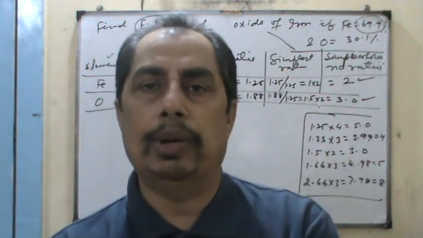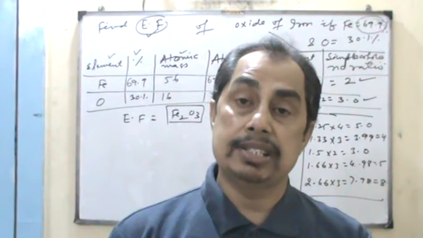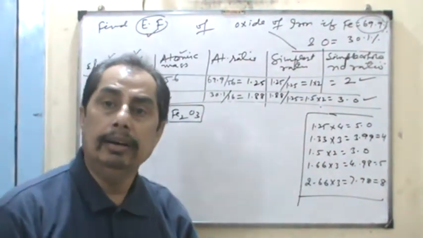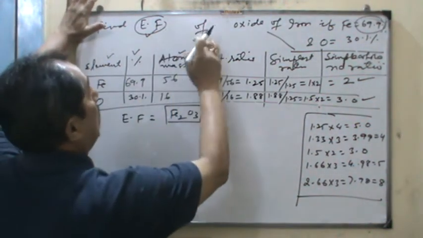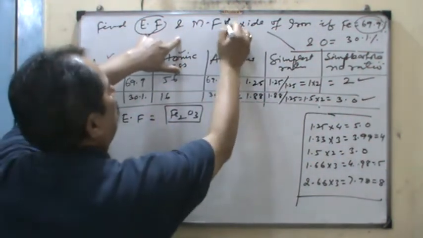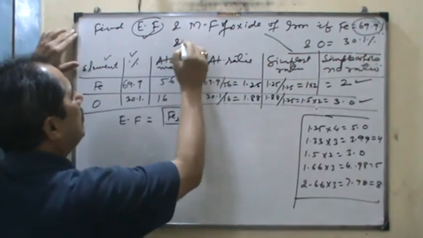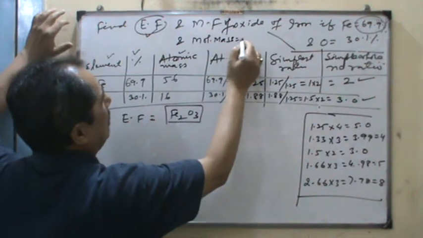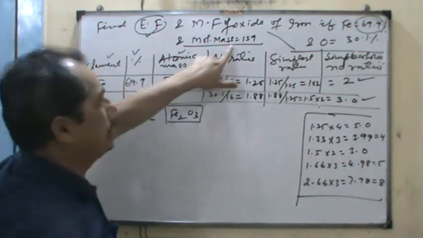So it is very easy to calculate the empirical formula. Percentage given, you know the atomic mass, and then you divide to get the atomic ratio, simplest ratio and simple whole number ratio. Now if I add empirical formula and what formula? Molecular formula of oxide of iron, and the molecular mass 159 is given to you. It is provided in the question.